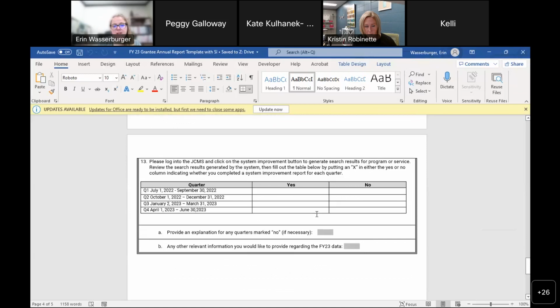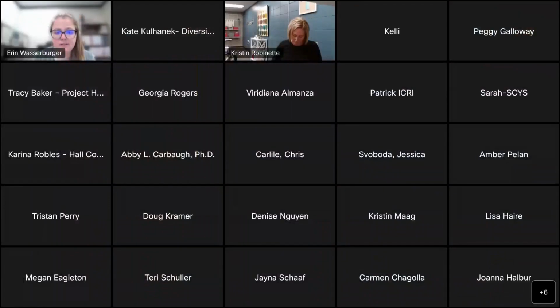The data section is a little bit different. So all system improvement programs are supposed to be entering into the system improvement screens, which is separate from where you enter your individual level youth data. And the way that you would pull this information, let's switch back to the JCMS.